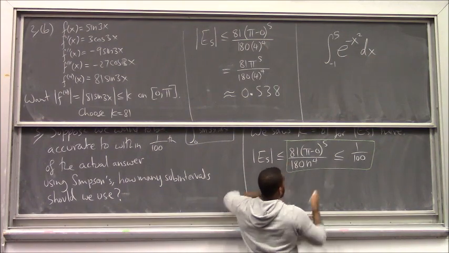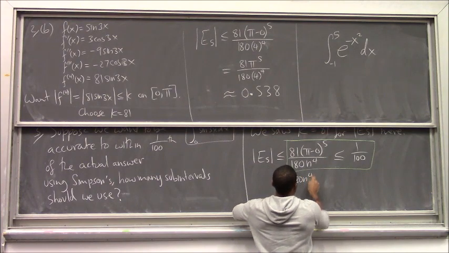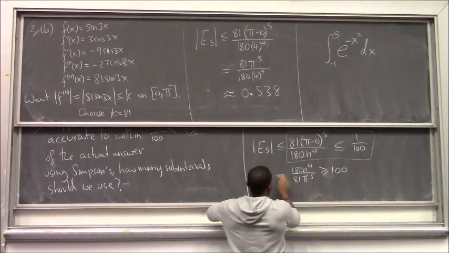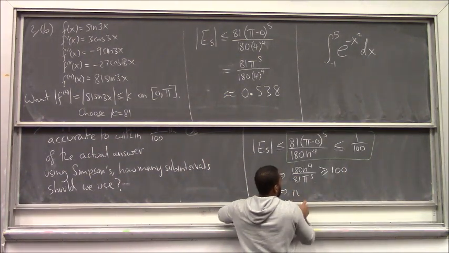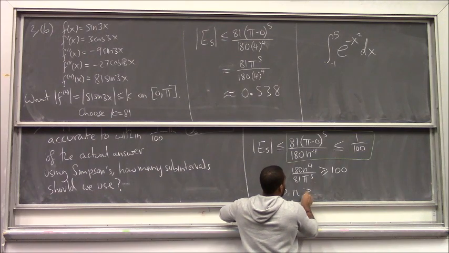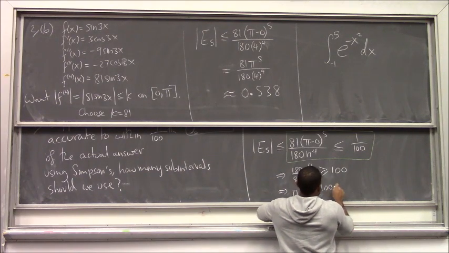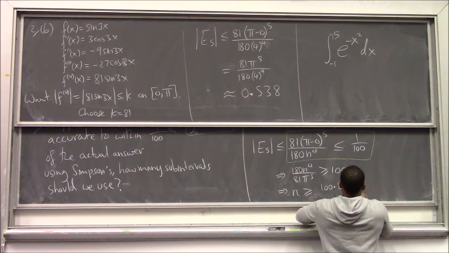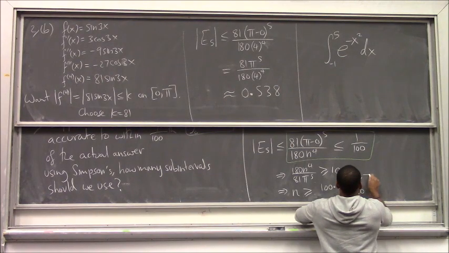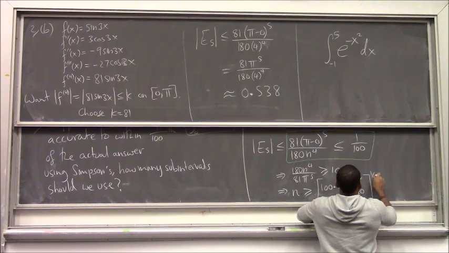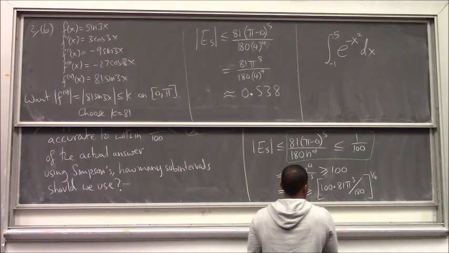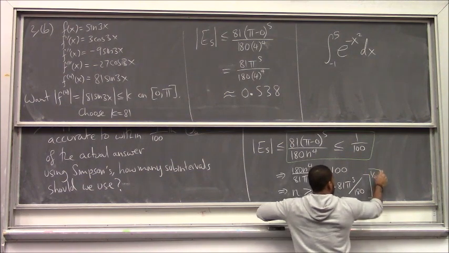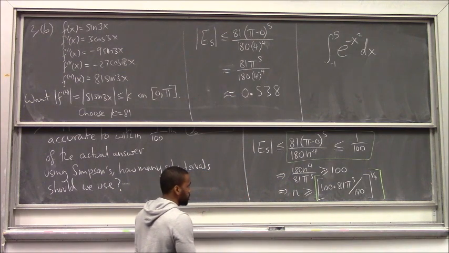So here, notice that you can flip both sides of this. You get 180 n to the 4th over 81 pi to the 5th must be greater than or equal to 100. And so you would get your n to be greater than or equal to 100 times 81 pi to the 5th over 180, and then all of that to the 4th root. And of course, to be accurate, you do something like a ceiling function of this, meaning round up to the next integer. This is a decimal.